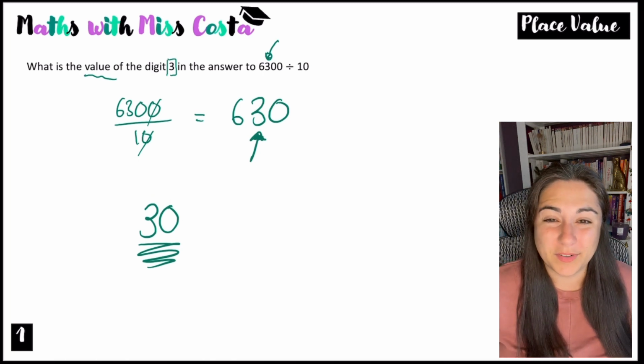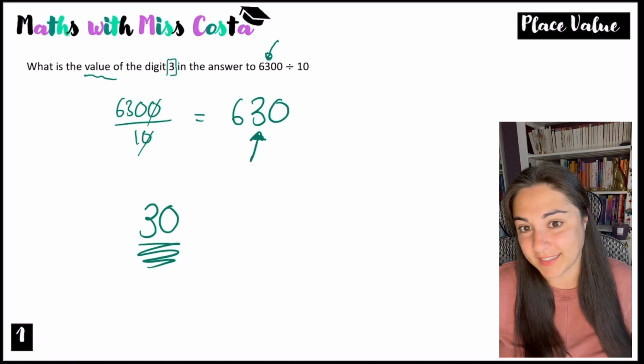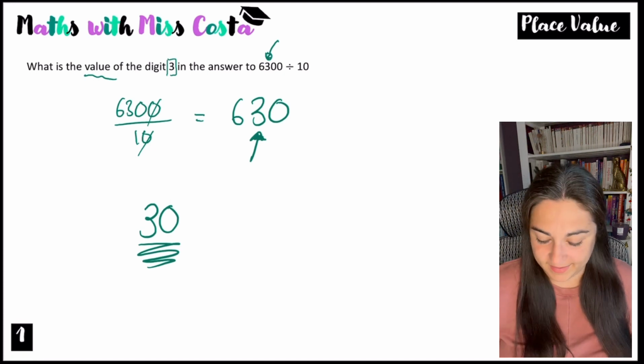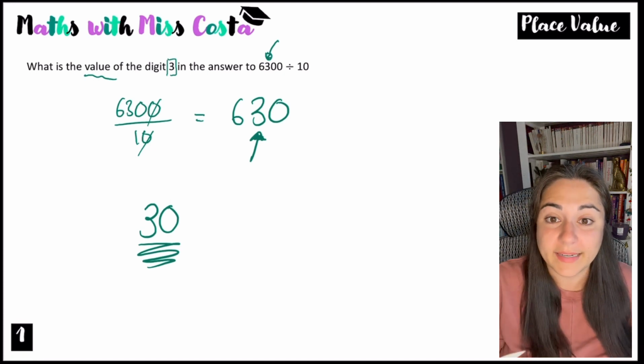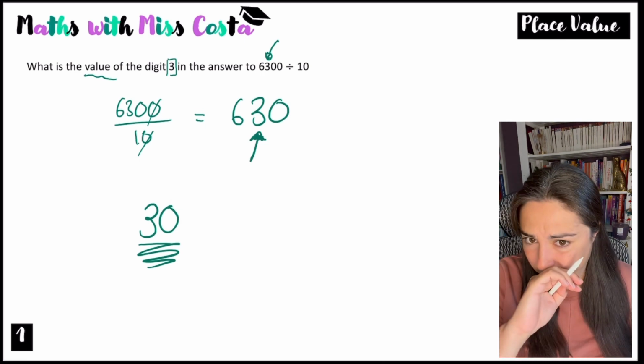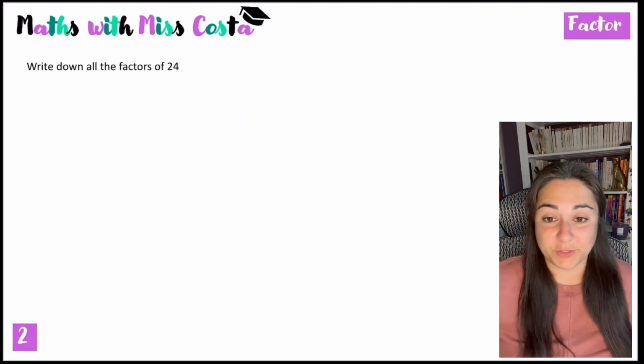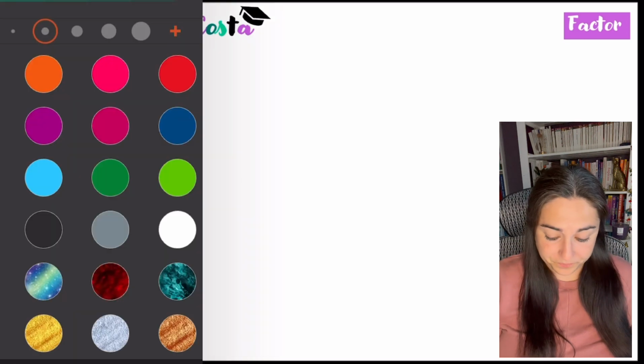Sometimes you have to make sure you're specific. So don't just say tens. The value of the 3 isn't tens, it's 3 tens. So make sure you say the actual value, not just the place value holder.